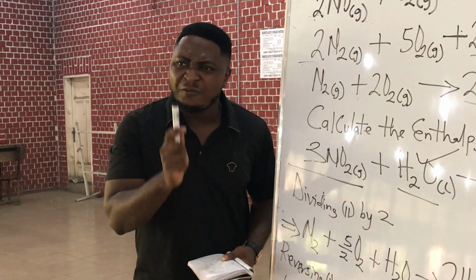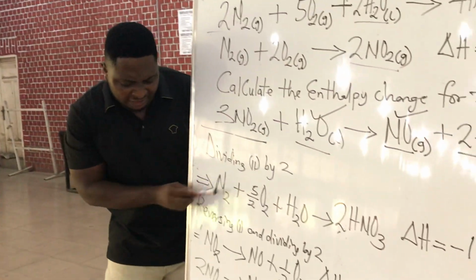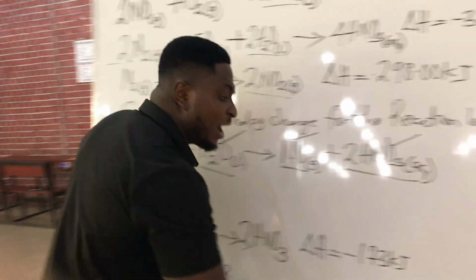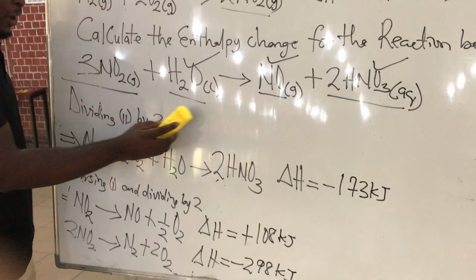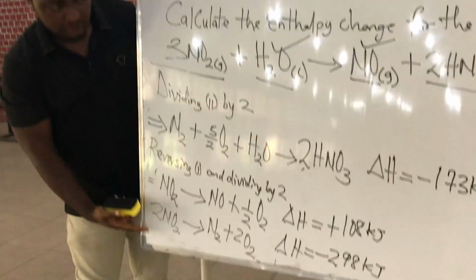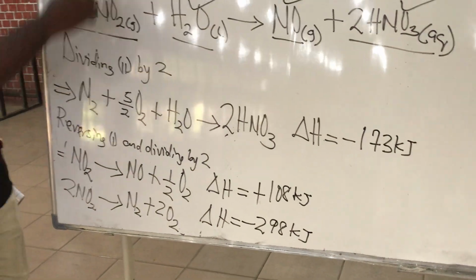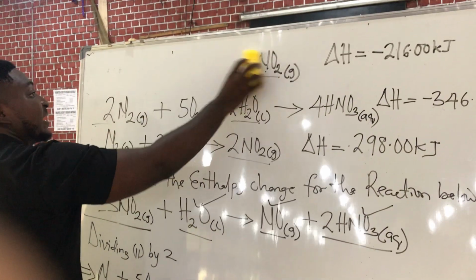But we must confirm if we are correct. Let us confirm if these 3 reactions can be added to give this reaction. Class, how can we confirm? We are going to add up these 3. We're going to do that now. Adding up these 3 reactions. I believe we already have this question, so I can claim this side.